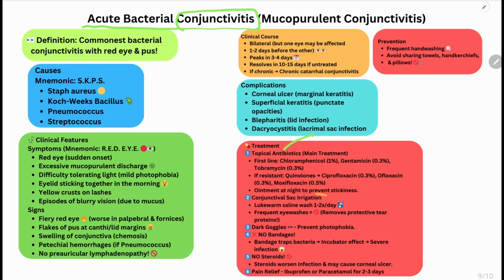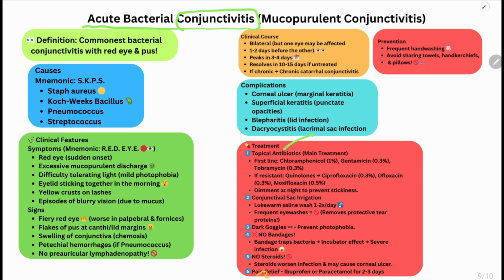Okay, second one, conjunctival sac irrigation. You must wash the eyes with lukewarm water but not frequently because it leads to removal of protective tear proteins. And for photophobia, you can use dark goggles, to prevent photophobia. And the most important point is we must not do bandages because bandages trap bacteria and they lead to severity of infection, and steroids should not be used in this condition because they worsen the infection and cause corneal ulcer, which is a complication in chronic conditions.